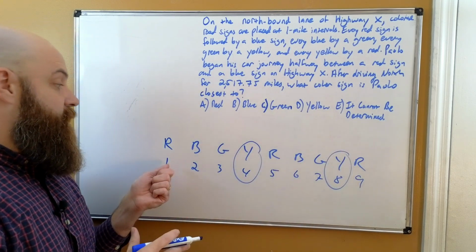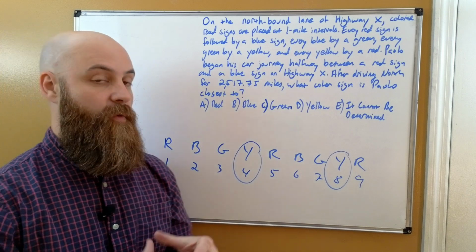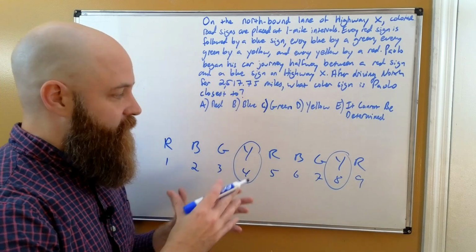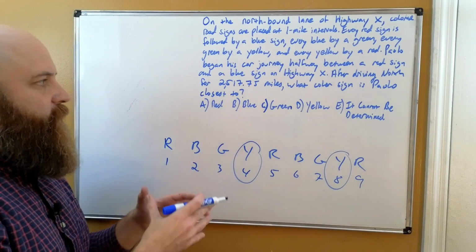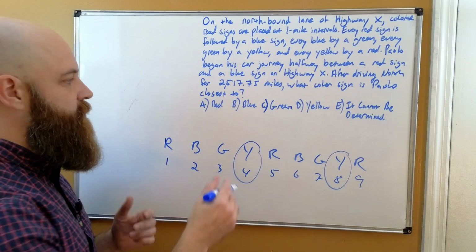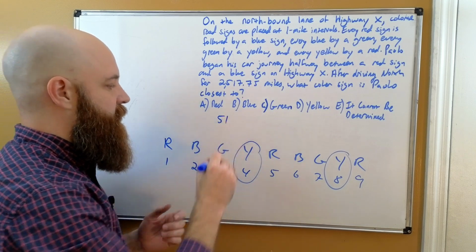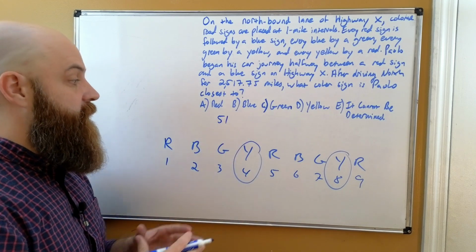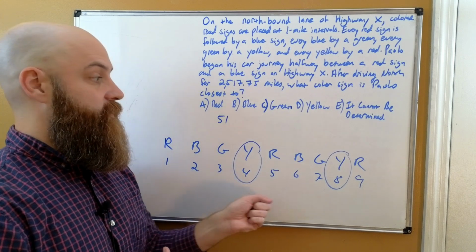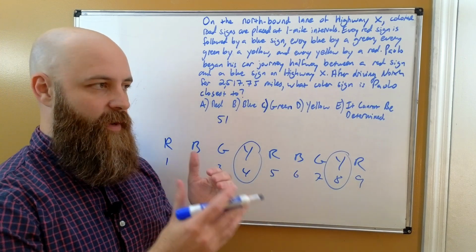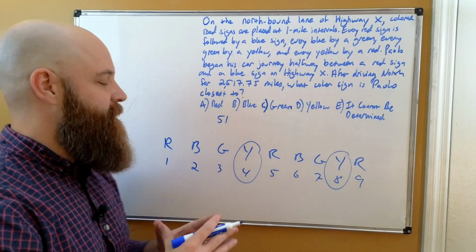In this case, if I call red number 1, then every multiple of 4 is yellow. Okay, great. So now, presumably I can leverage this to figure out what color I'm going to be at for a really big number. So let's just say I wanted to figure out for number 51 in this pattern, what color is that going to be? Well, I know every multiple of 4 is yellow.